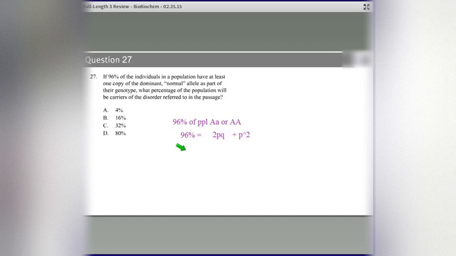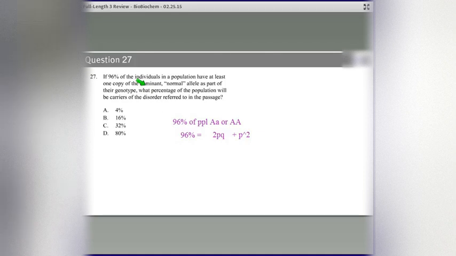Now before we start figuring out what q squared is going to be, let's figure out what we need to figure out. So we just took this first portion of this question stem and made it into an equation. 96% of the individuals in the population have at least one copy of the dominant allele, so 96% is equal to 2pq plus q squared. Now, what percentage of the population will be carriers of the disorder?